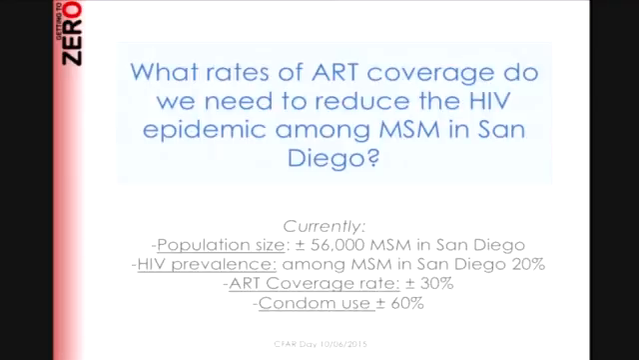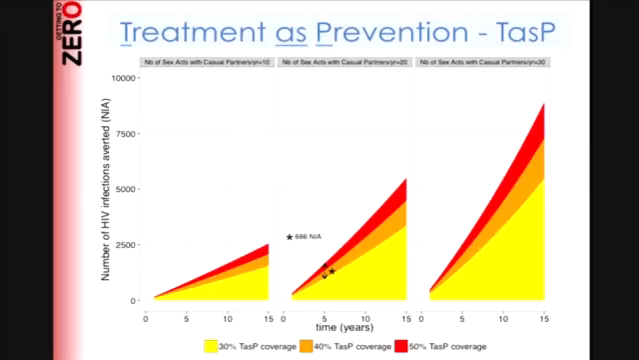Go back to San Diego, and what rates of TASP coverage do we need to reduce the HIV epidemic among MSM in San Diego? So, for this model, I use a population size of 56,000 MSM in San Diego, and HIV prevalence around 20%, and TASP coverage efficiency of 30%, so 37% overall, and the condom use of 60%. And here are the exact output of my tool with these parameters.